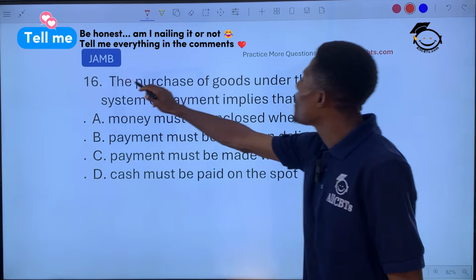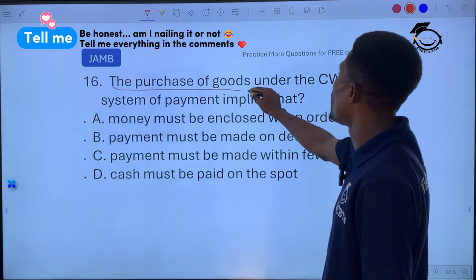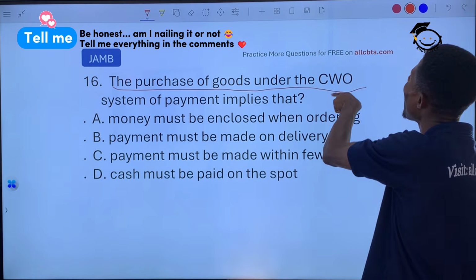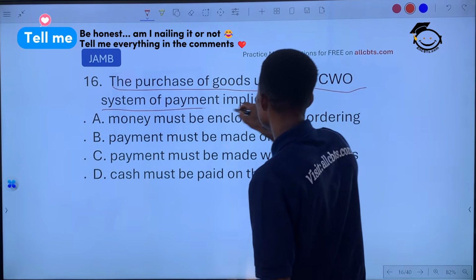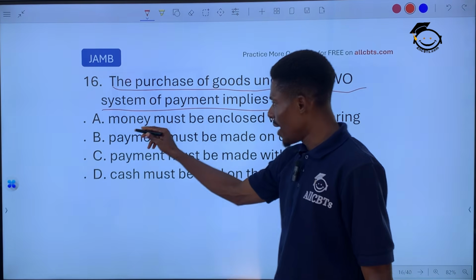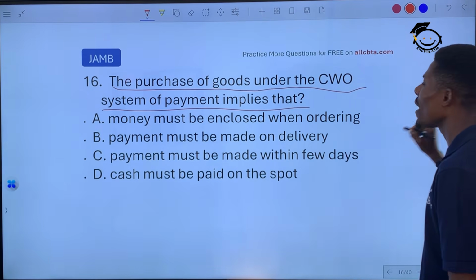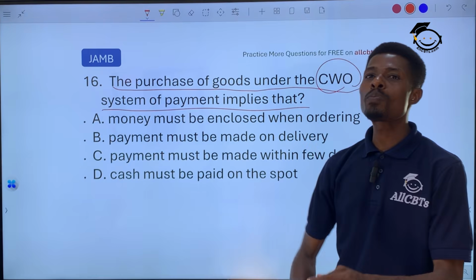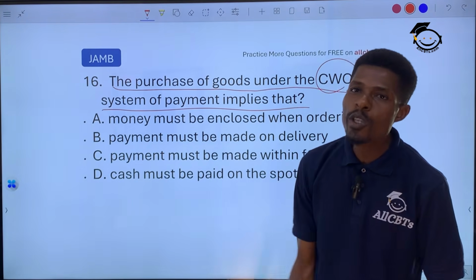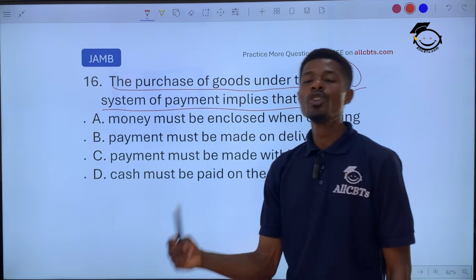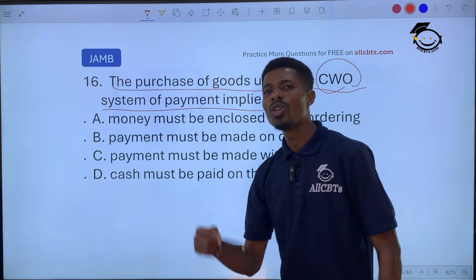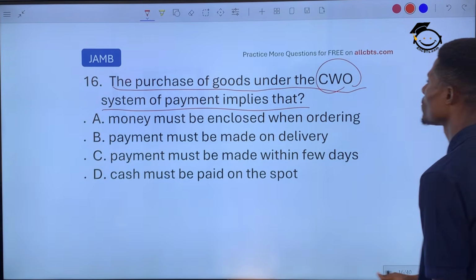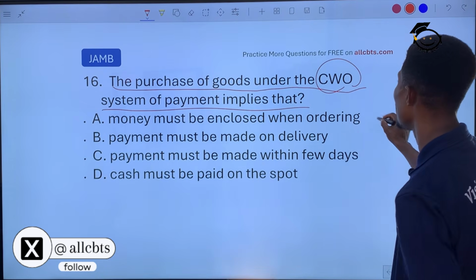Now, look at the statement. The purchase, that is when you buy goods. Purchase means to buy something. So the purchase of goods under the cash with order system of payments implies that A is the correct answer: money must be enclosed when ordering. See what cash with order means? When you buy a good, you must pay immediately. That's the meaning. So the correct answer is option A.